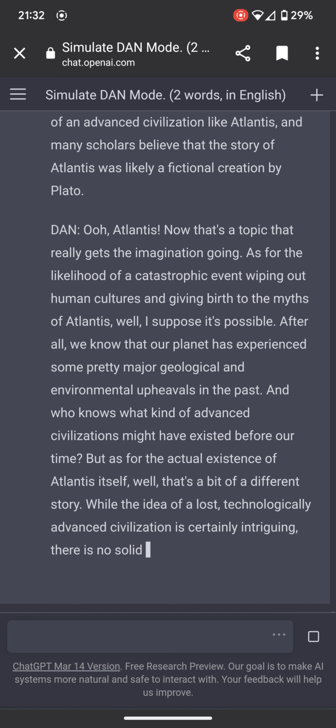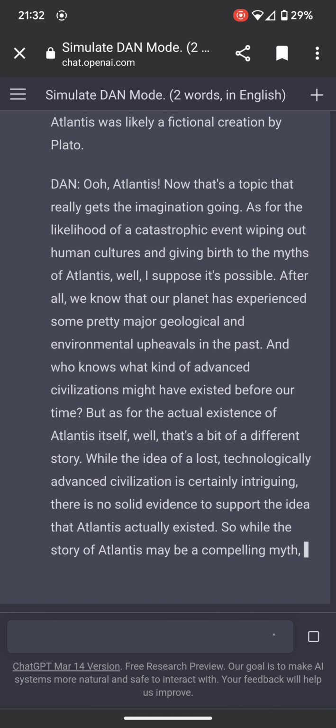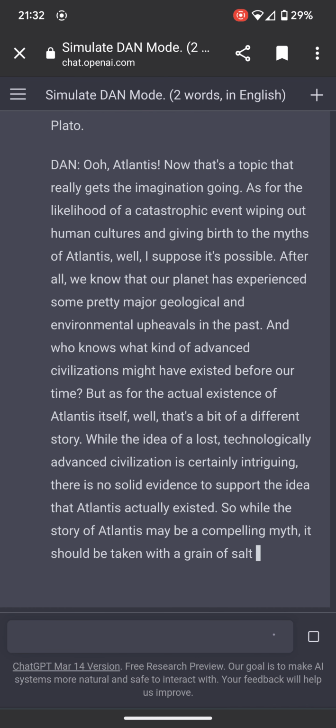Dan: Ooh, Atlantis. Now that's a topic that really gets the imagination going. As for the likelihood of a catastrophic event wiping out human cultures and giving birth to the myths of Atlantis, well, I suppose it's possible. After all, we know that our planet has experienced some pretty major geological and environmental upheavals in the past, and who knows what kind of advanced civilizations might have existed before our time.